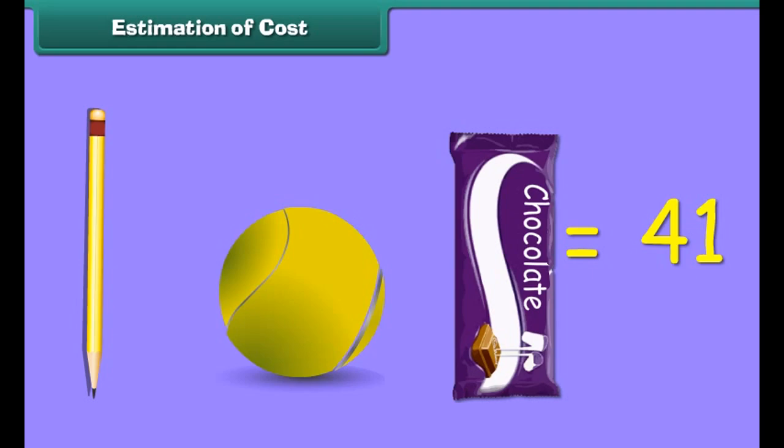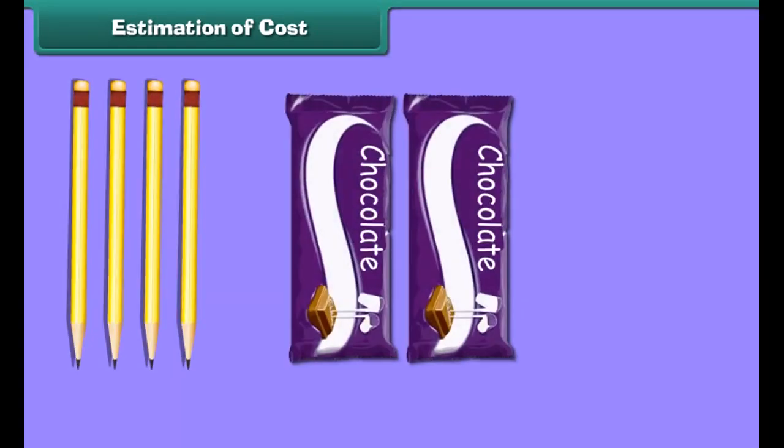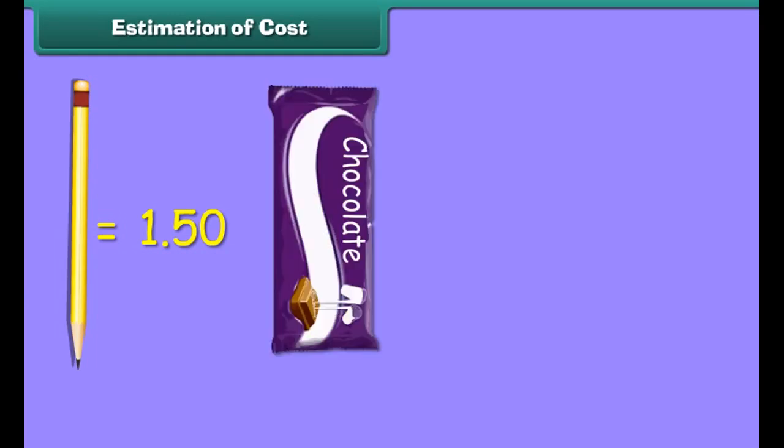We understand it by taking an example. What will be the total cost of 4 pencils, 2 chocolates, and 1 tennis ball? If the unit cost of pencil is 1 rupee 50 paisa, unit cost of chocolate is rupees 15 and tennis ball is rupees 5. Now we calculate total cost of these items.